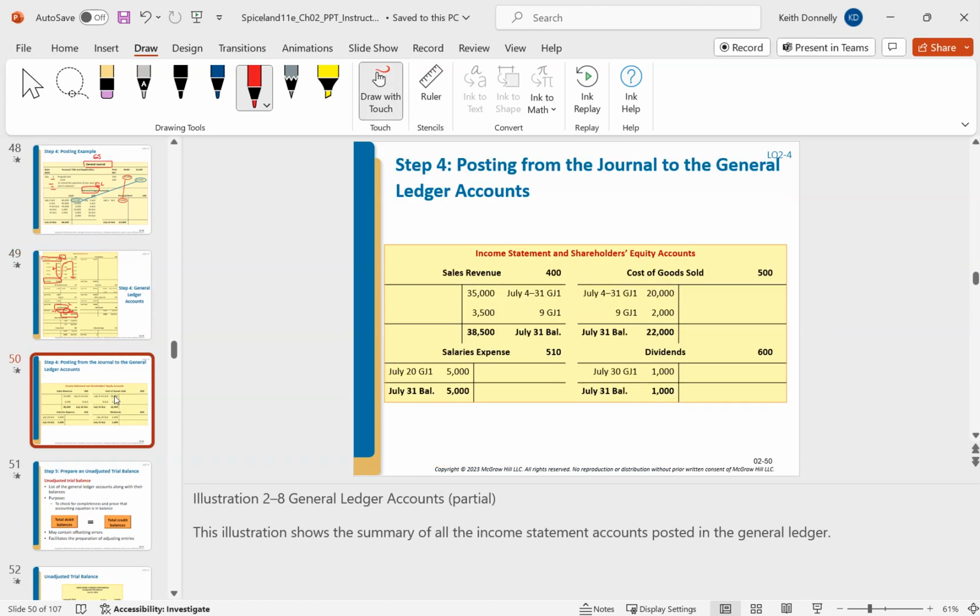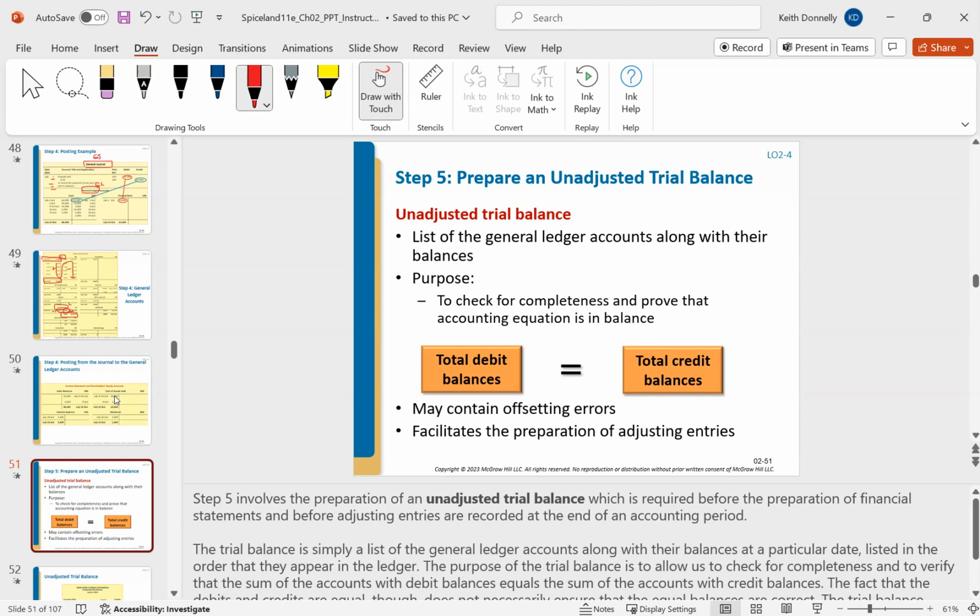So this is just saying, hey, you would post it from the journal to the general ledger, showing you that when we pluck those accounts out, some of them we're going to use to prepare a balance sheet. Some of those we're going to be using to prepare an income statement and stockholders' equity. Then we go to the next step here, from our general journal to our general ledger, and then we have our unadjusted trial balance.